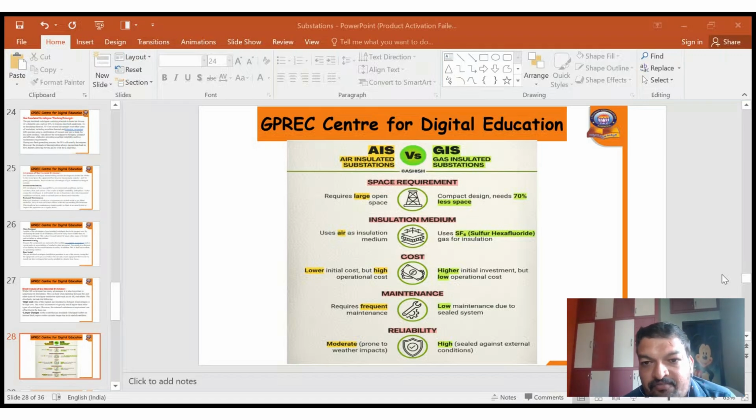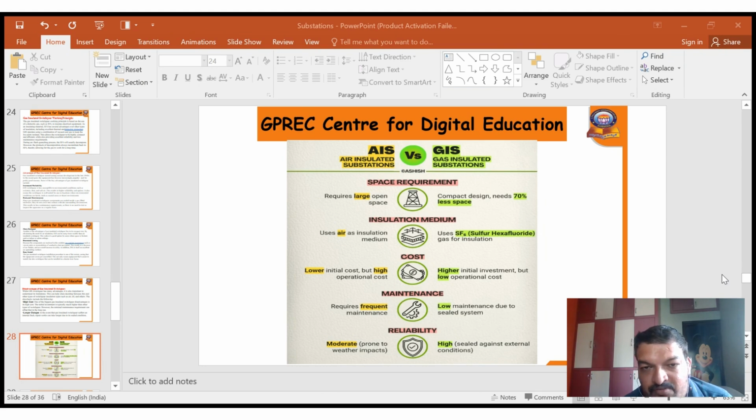Coming to the properties of gas insulated substation, SF6 has more dielectric strength and more insulation properties as compared to air. So the insulation media that is used for air insulated substation is air, whereas for gas insulated substation, SF6 is the insulating media that is used.